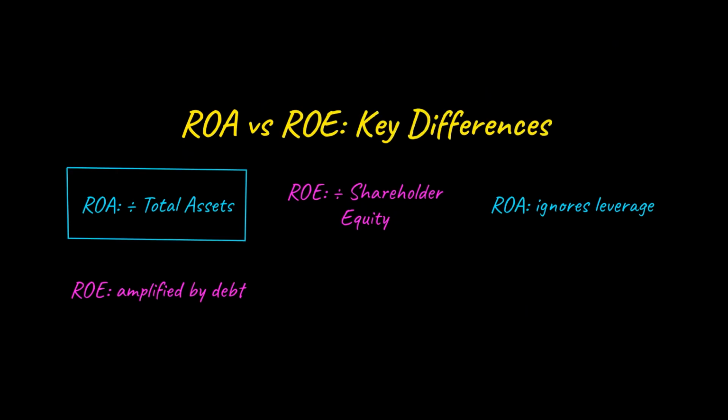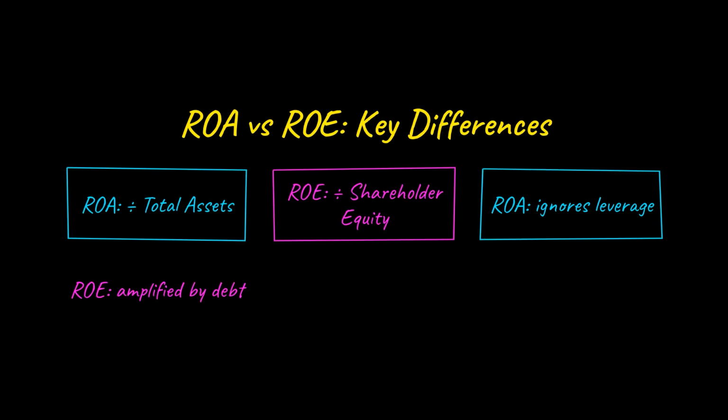The classic exam trap is confusing ROA with return on equity. Both use net income as the numerator, but ROA divides by total assets while ROE divides by shareholder equity, because leverage lets a firm control more assets than equity alone. ROE is amplified relative to ROA whenever debt is present.